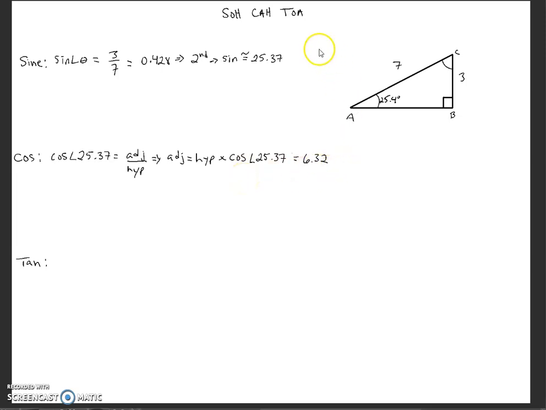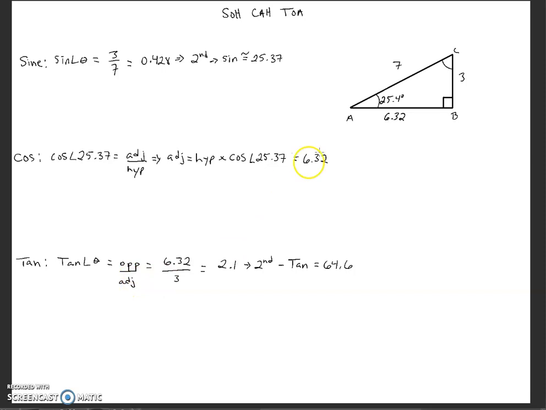So we have 6.32. So we carry on. Now we have each side accounted for, and we're looking for this angle. So now we have a couple options here. So we have the tan of angle theta.